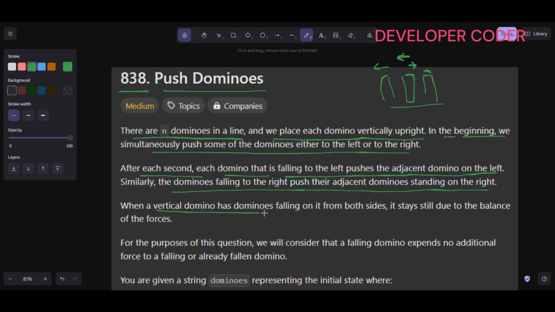When a vertical domino has dominoes falling on it from both sides, it stays still due to the balance of the forces. So now let's suppose this domino is here, standing still, and if this domino is forcing in this direction and this domino is forcing in this direction, then it is going to stay still because equal forces are applied from both the sides. For the purpose of this question, we will consider that a falling domino exerts no additional force on a falling or already fallen domino.